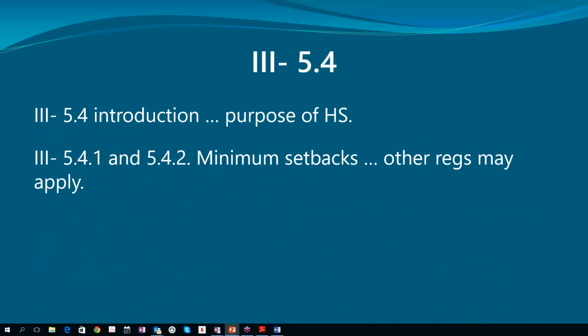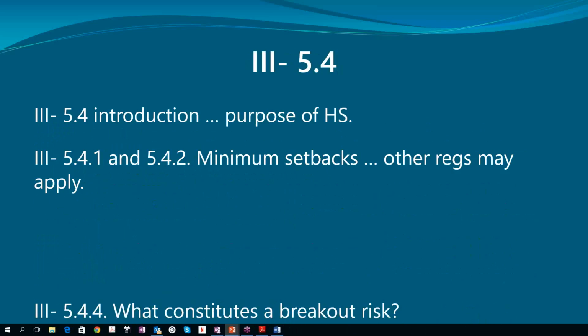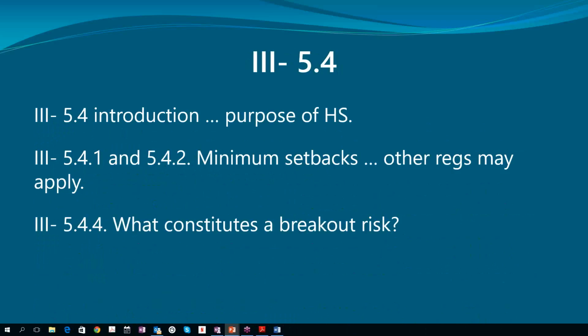Lake Country, other areas around Shuswap, Fort St. George, a bunch of other lakes, and even things that aren't around lakes have covenants in place where you have to have setbacks in excess of the SPM, and we're supposed to check for those. It also talks about what constitutes a breakout risk. Check on that in your own time.